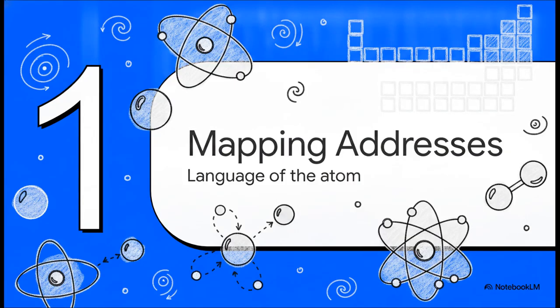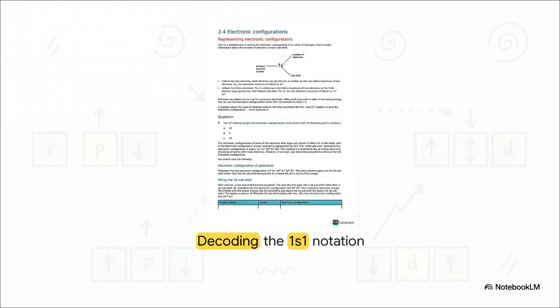Part 1. Mapping electron addresses and learning the language of the atom. Take a notation like 1s1. It looks like math, but it's really a highly organized map. That large number up front, the 1, is the principal quantum number. Think of this as the floor of our apartment building. It represents the main energy level. The letter next to it, in this case S, represents the subshell, or the specific apartment type on that floor. And finally, that little superscript number tells us exactly how many electron tenants are currently living in that specific apartment. So 1s1 simply means one electron is living in the S subshell, right down on the first floor.